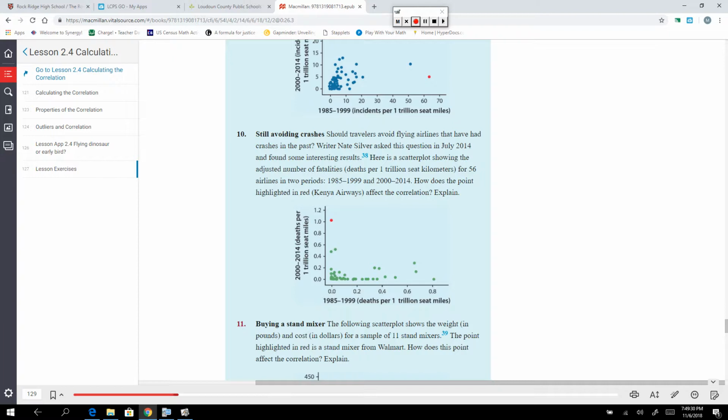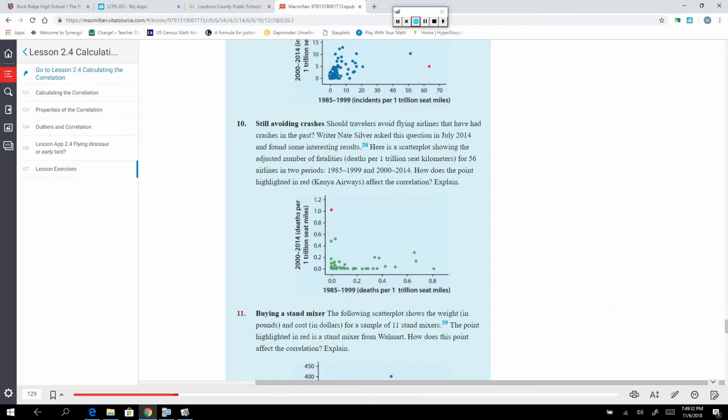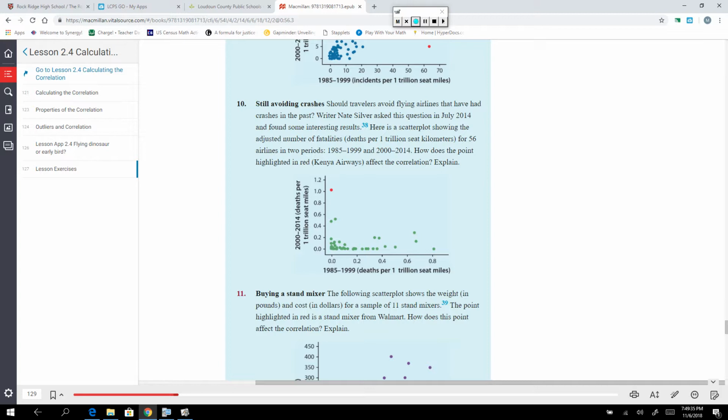Should travelers avoid flying airlines that have had crashes in the past? So this particular question has a bunch of data collected about the deaths per trillion seat miles between 1985 and 1999, that's the explanatory variable, and the deaths per trillion seat miles from 2000 to 2014. So go ahead and take a look at that data. All of these are different airlines, and this data point right here is Kenya Airways. So how does the point highlighted in red affect the correlation between deaths in the previous period and the recent deaths?